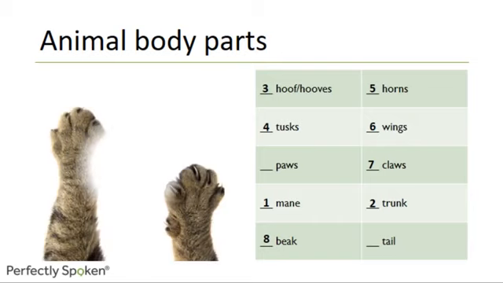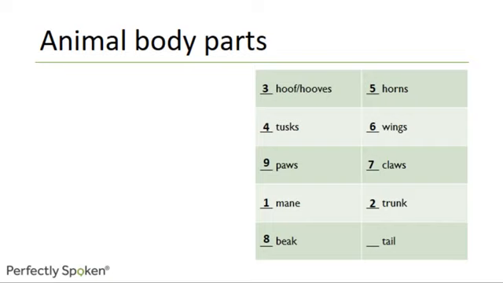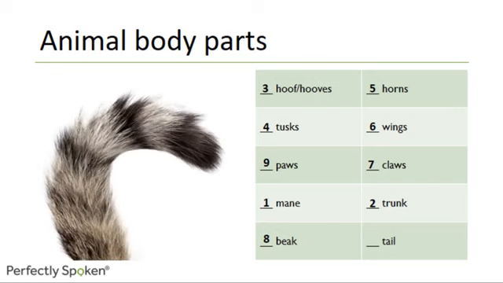And here's the next one. These are obviously the feet of a cat, and these are the paws. Dogs also have paws, lions, tigers, etc. And lastly, this is of course a tail. Many animals have different types of tails, like crocodiles have tails, etc. Okay, so those are animal parts.